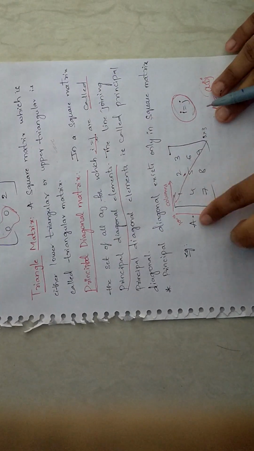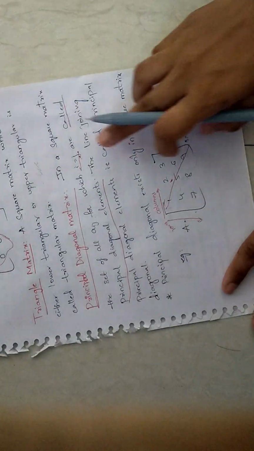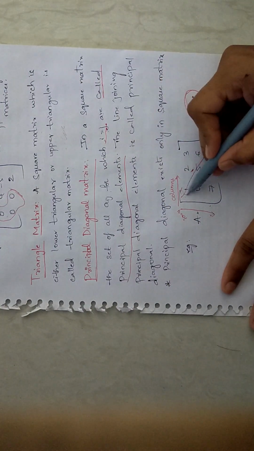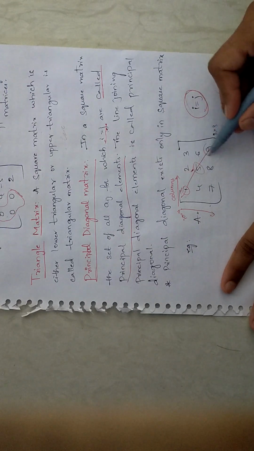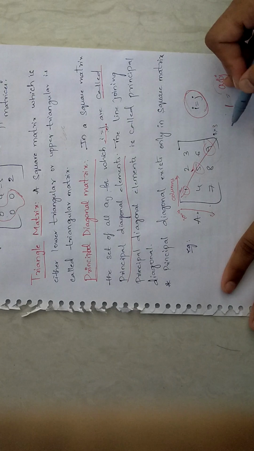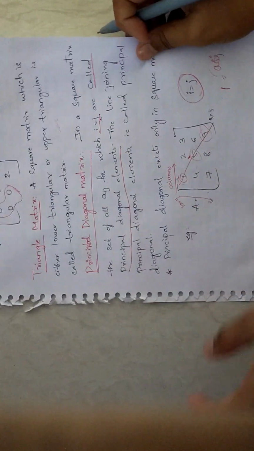And this is about the principal diagonal. Principal diagonal means i equal to j. That means A11, A22, i and j should be the same. So A11 means this one, A22 means this, A33 means this, A44 again one more row and column, in that way.